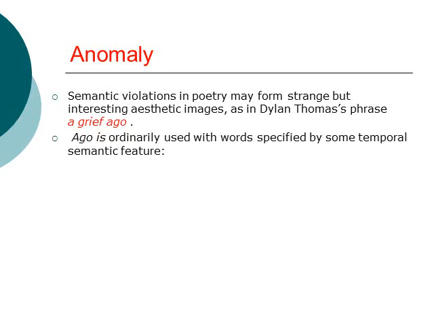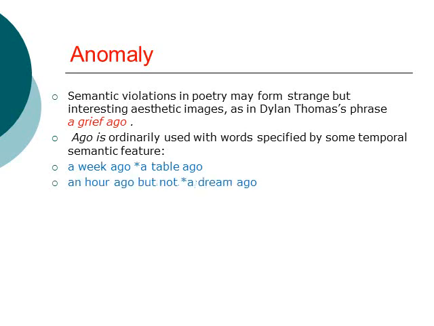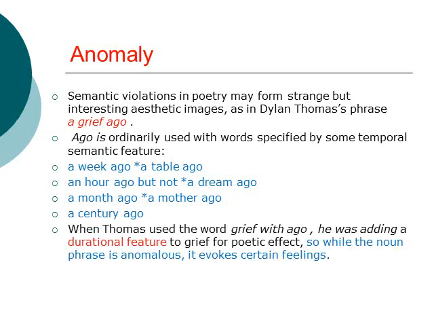Ago is ordinarily used with words specified by some temporal semantic feature. For example, a week ago, but not a table ago. An hour ago, but not a dream ago. A month ago, but not a mother ago. Or a century ago. So when Thomas used the word grief with ago, he was adding a durational feature to grief for poetic effect. While the noun phrase is anomalous, it evokes certain feelings and it may be meaningful to some of the readers.